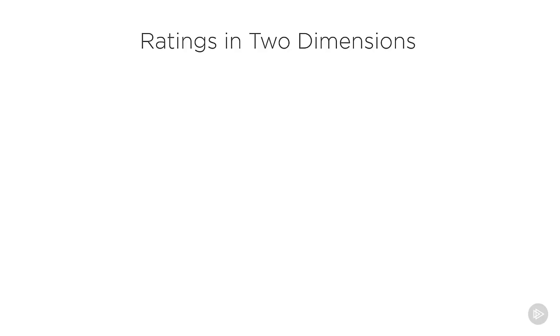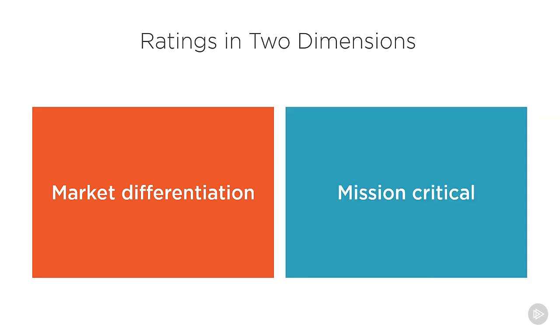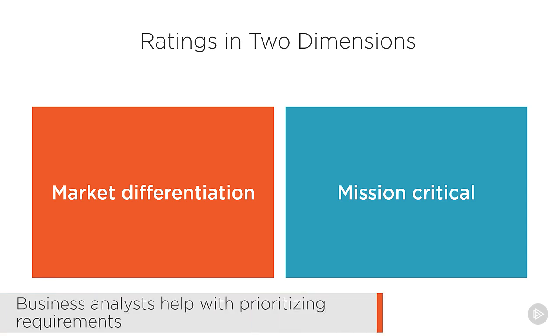How to accomplish this? By examining features, requirements, or products in two dimensions. One dimension helps us determine if the features make a market differentiation or not. And the second dimension examines what would happen with the organization if we implement the requirement or if it is missing, that is, how critical the feature is. By generating a purpose alignment model, business analysts help with prioritizing requirements, which is of great benefit to key stakeholders when making decisions on what to implement next.